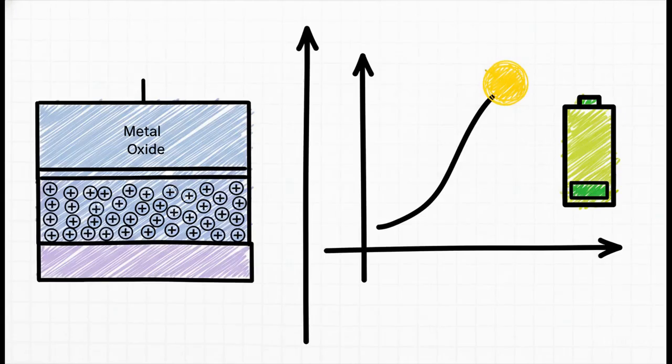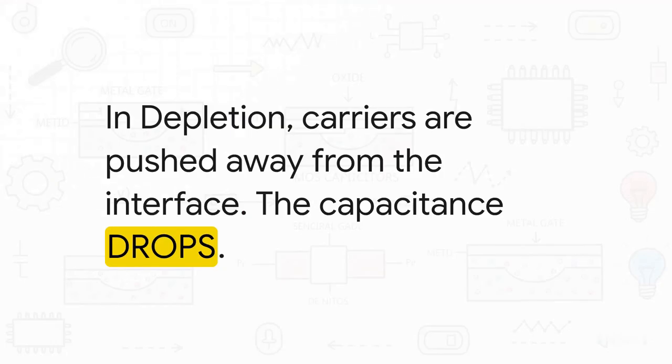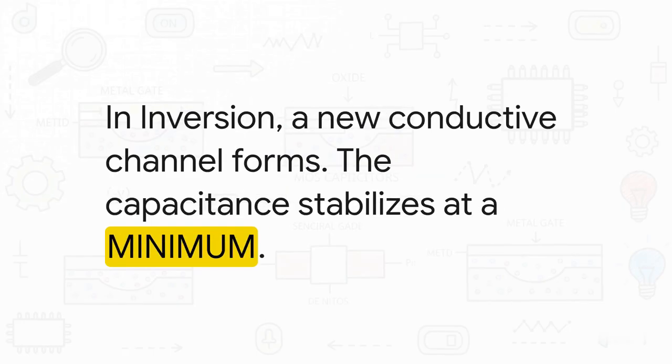So, let's trace this out. When the device is in that first state, accumulation, you have all these charges packed right up against that insulating layer. This means it can store a lot of charge, so its capacitance is at its maximum. Now, as we start to apply some voltage and enter the depletion state, we're pushing those charges away, right? We're creating an empty space. This empty gap makes it harder to store a charge, so the capacitance drops. And finally, when we apply enough voltage to create that new channel, that inversion state, the capacitance stops dropping. It just flatlines and stabilizes at a minimum value. This unique curve from max to min tells us everything we need to know about the device.